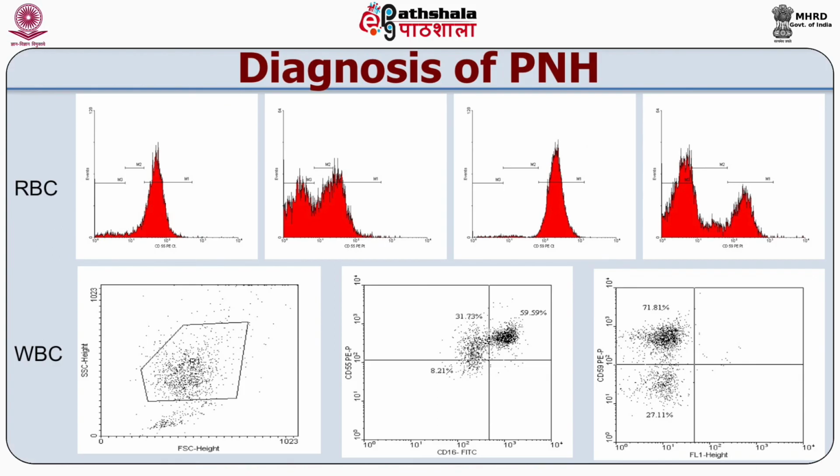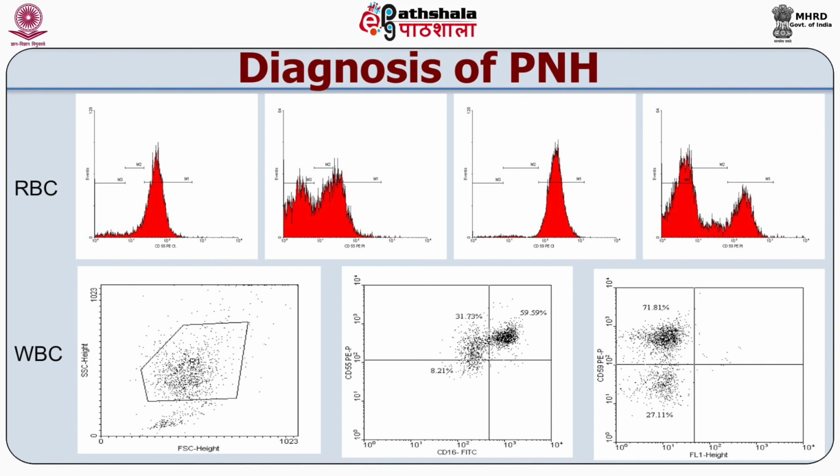These are the dot plots which show how a diagnosis of paroxysmal nocturnal hemoglobinuria or PNH is made using flow cytometry. PNH is a condition where red blood cells are susceptible to hemolysis. This hemolysis occurs because of the deficiency of certain proteins, which are called the GPI anchored proteins, on the cell surface. Two such proteins are CD55 and CD59.